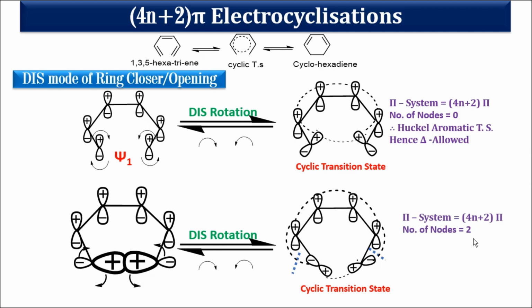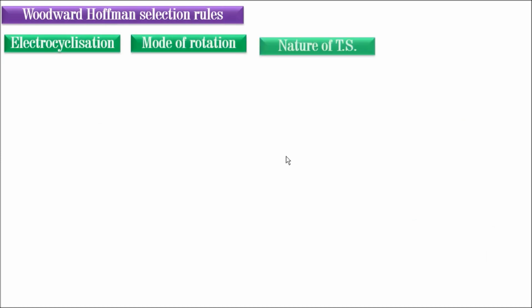When the number of nodes is 2, that is an even number of nodes, a Huckel system. In a Huckel system, when 4n plus 2 pi electrons are present, that is Huckel aromatic. Huckel aromatic is thermally allowed. That means for 4n plus 2 pi electrocyclization, conrotation is photochemically allowed, and disrotation is thermally allowed. So let's explain the Woodward-Hoffmann selection rules: electrocyclization, mode of rotation, nature of transition state, and allowed condition.